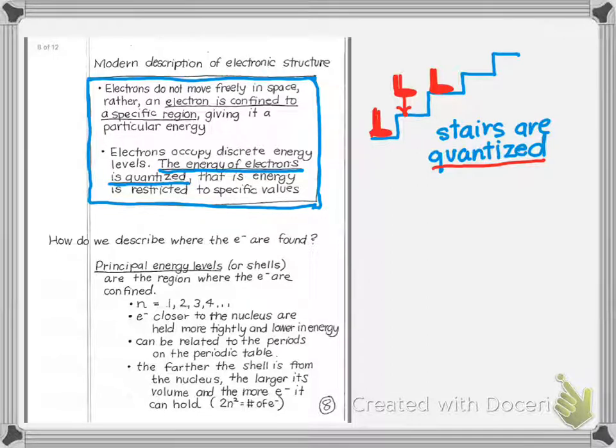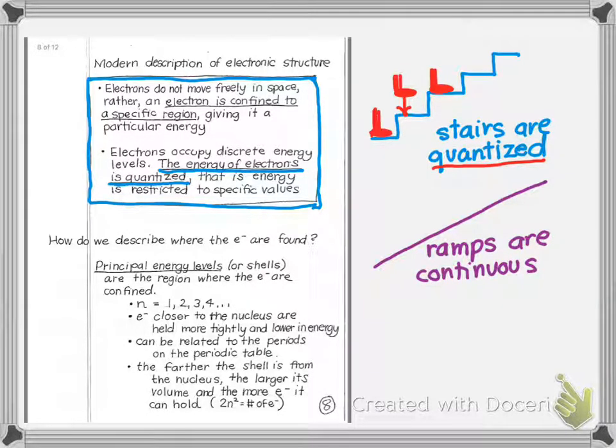Now, the opposite of being quantized, I don't know if opposite is the right word, but the other idea would be something that is continuous. And the energy of electrons is not continuous, right? Because if something's continuous, I can put my foot right here, I could take small steps, or I could put my foot way up here. It doesn't really matter where I put my foot. I'm always going to land somewhere on the ramp. There's nothing I'm going to have to come back down to. I'm just walking. I can put my foot anywhere.